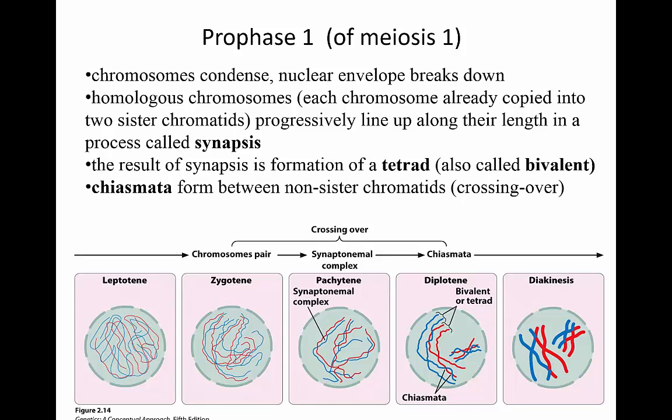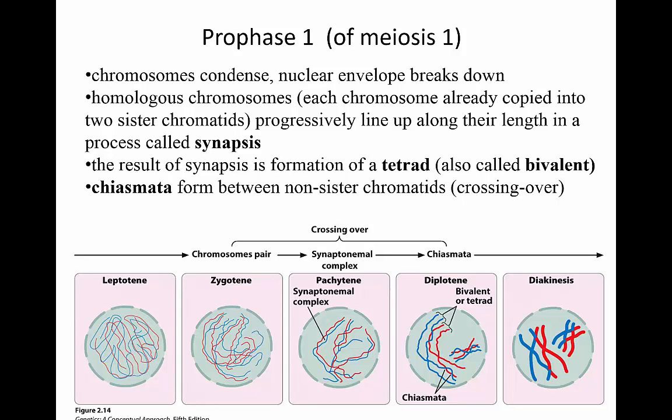Tetrad is the preferred term that I like to use. Other people also call it a bivalent. Those two terms mean the same thing. This is really a descriptive term because you've got actually four complete double-stranded DNA molecules that have lined up together. You have two sisters from the one homologous chromosome lining up with the two sisters from the other homologous chromosome to make four DNA molecules.